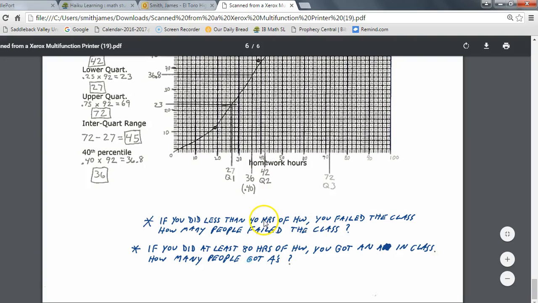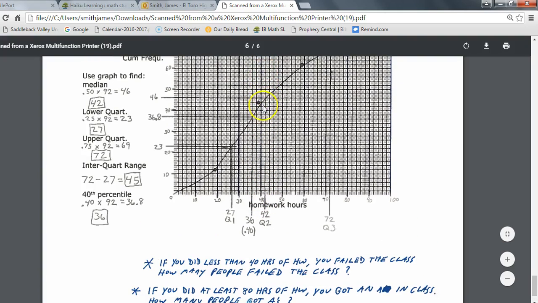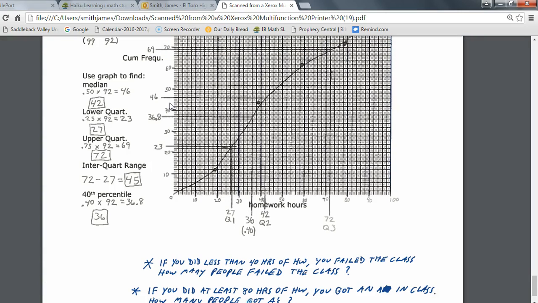Well, if we find those 40 hours, right about here we had the 40 hours of homework. So if we were to trace that up and over, and I'm having a little hard time seeing this on my graph, hopefully you can see a little better on yours, but whatever that number is would be the answer to that question. So this would be about how many people failed the class, that answer right there.